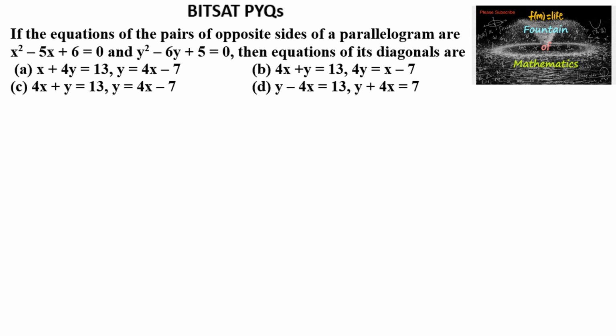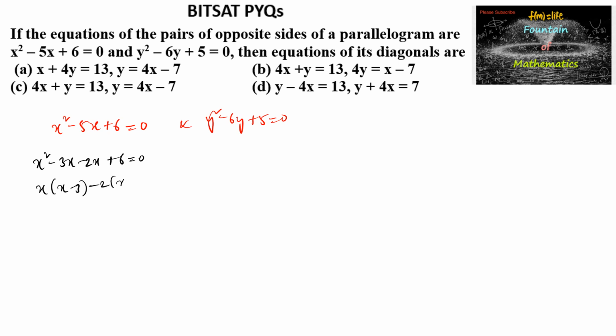Given the equations of the pairs of opposite sides of a parallelogram are x² − 5x + 6 = 0 and y² − 6y + 5 = 0. So we can factorize it. x² − 3x − 2x + 6 = 0, that is x times (x − 3) minus 2 times (x − 3) equal to 0, that is (x − 2)(x − 3) = 0. So we get either x = 2 or x = 3.